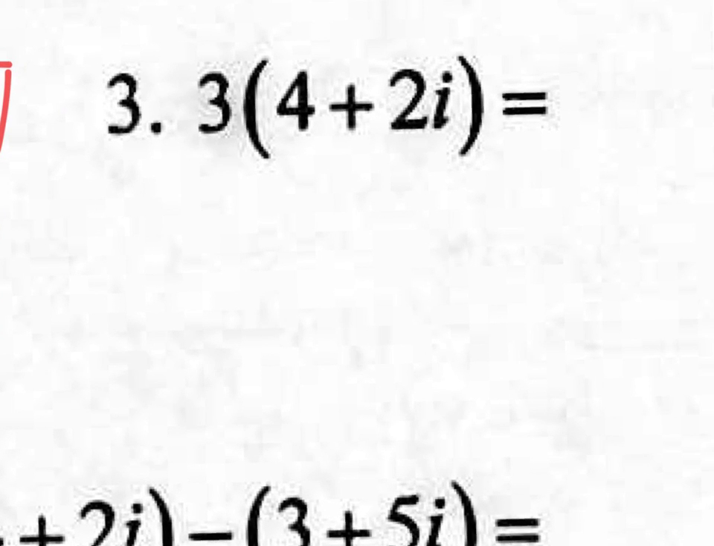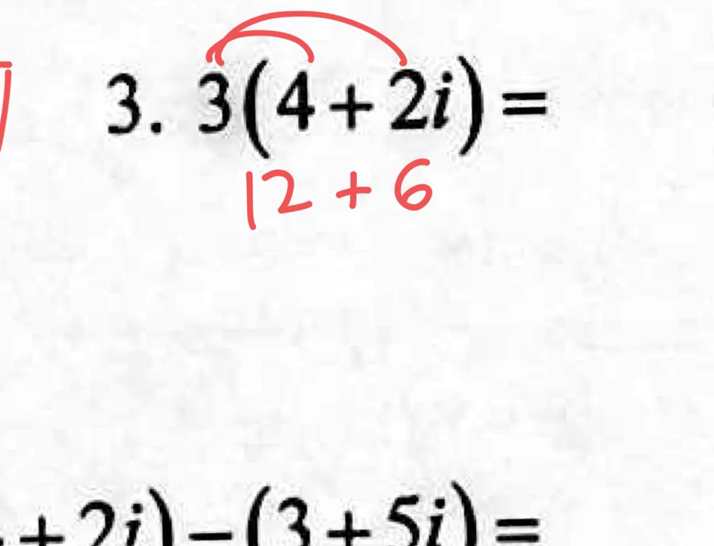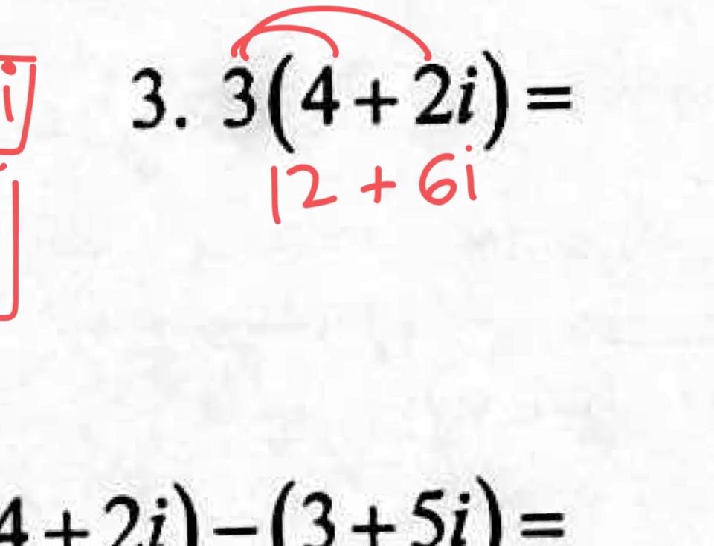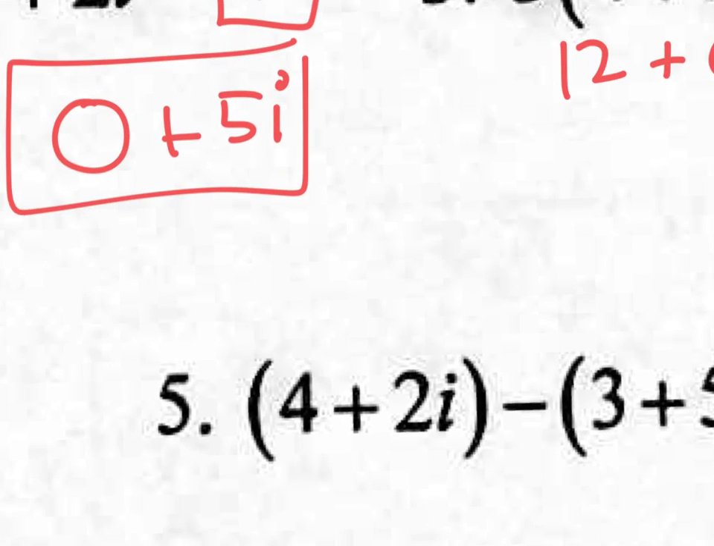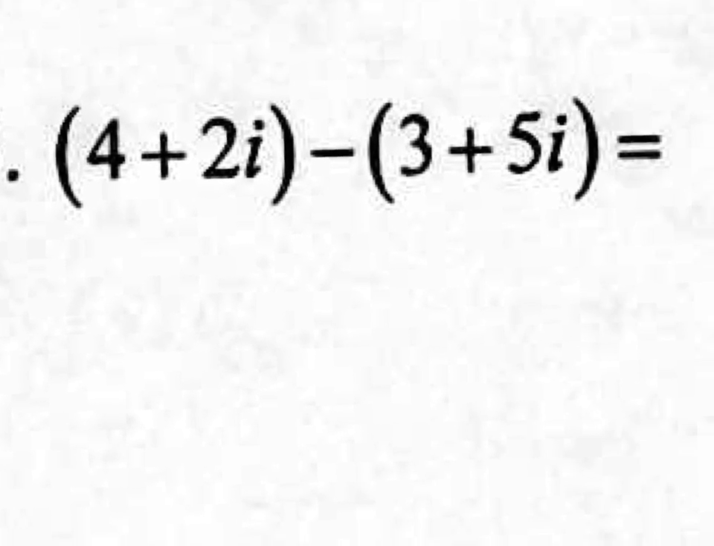So how do you distribute? Just the same way as we did before with variables. 3 times 4 is 12. 3 times 2i is 6i. And that's it. There's your answer, 12 plus 6i. That's it. And believe it or not, we are going to have these types of questions on the test Friday. Super easy. It's like 3 points right there. Distributing with i's, it's like x's.